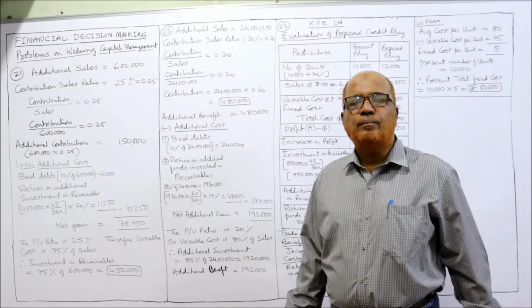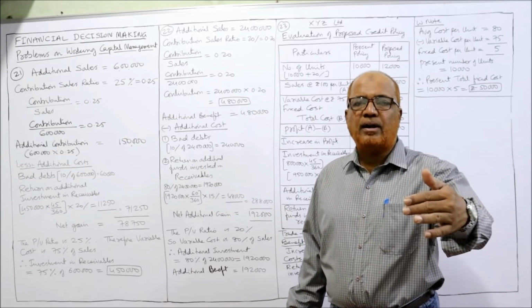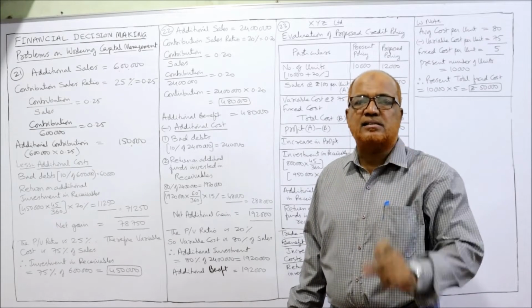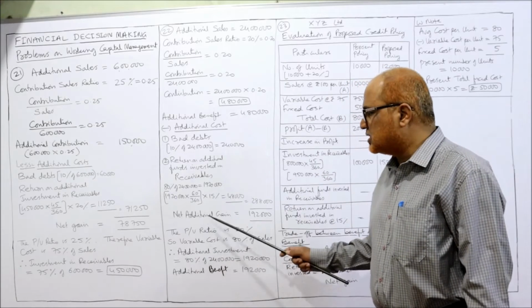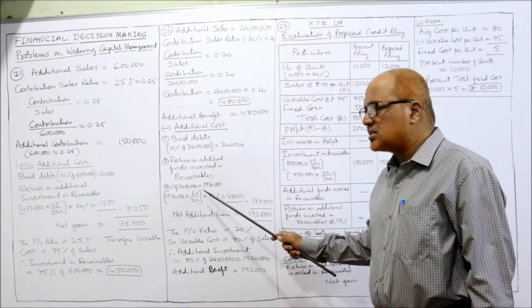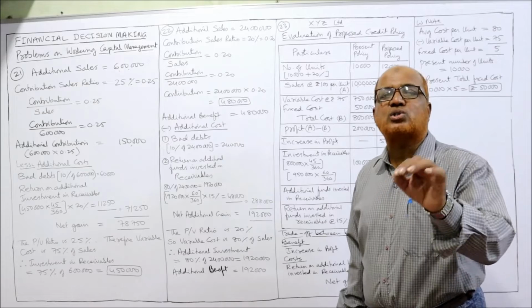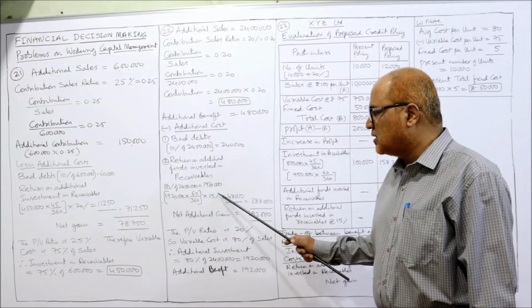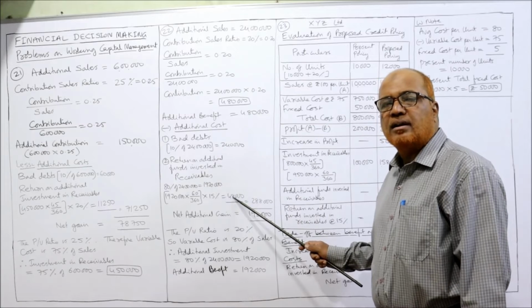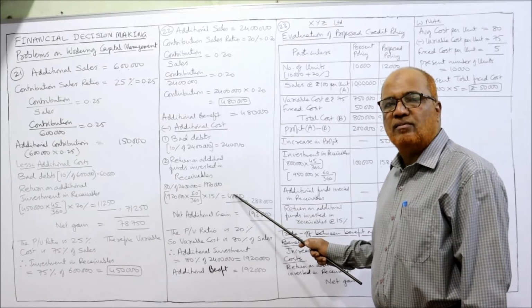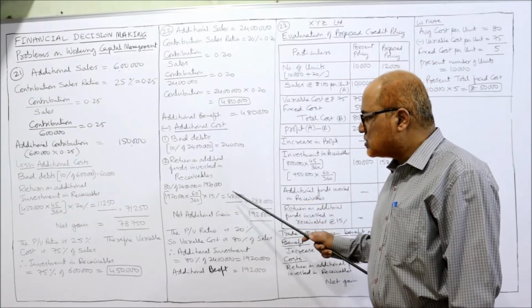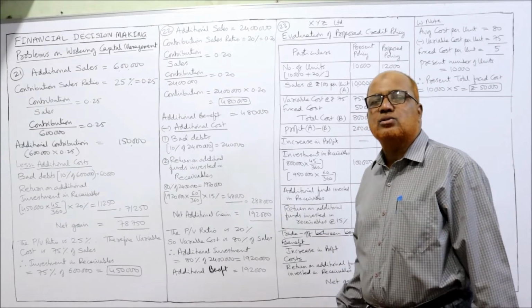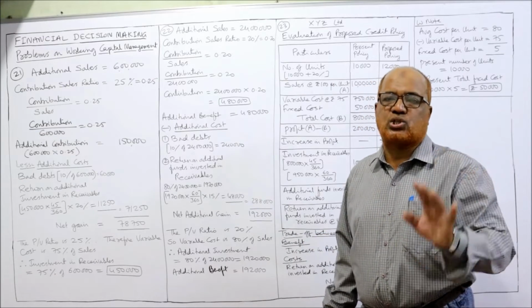Because it is given in the problem, when the new policy is implemented, the credit period is 60 days and the year is assumed 360 days. So 60 by 360 into 15% is the cost of funds. The interest charges, cost of funds, 15%. 48,000 are the return on additional funds invested. So 2,40,000 plus 48,000, 2,88,000 is the additional cost.